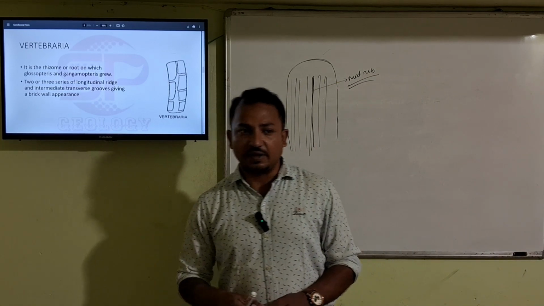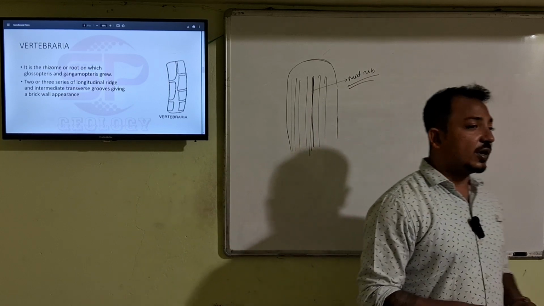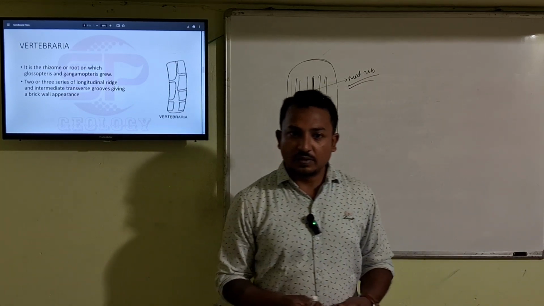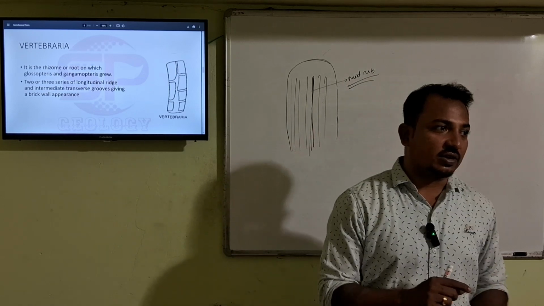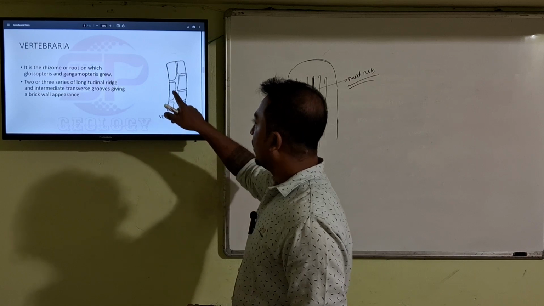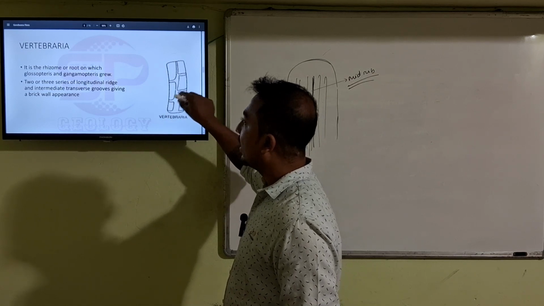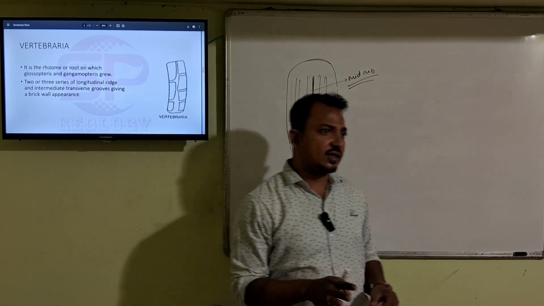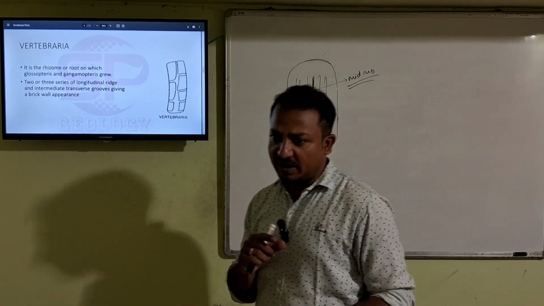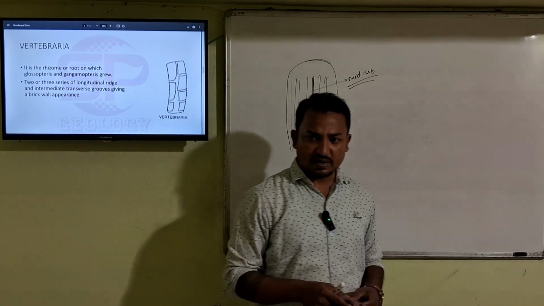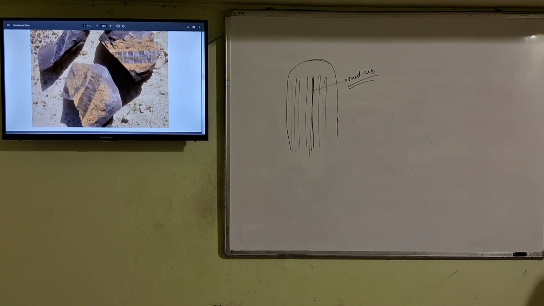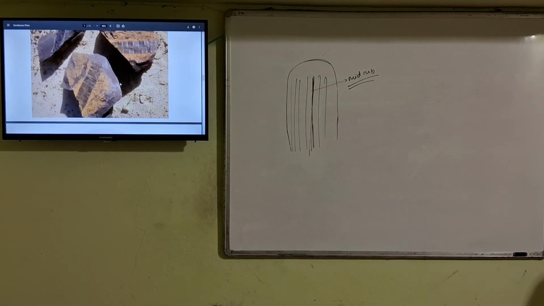Then comes Vertebraria. Vertebraria is a rhizome or root. So you'll find a brick-wall-like structure here. 2 or 3 series of brick-wall-like structure. Simple. The main characteristic of Vertebraria is that it is a root and it has a big brick-wall appearance. So these are your Vertebraria. You can see the fossil here.